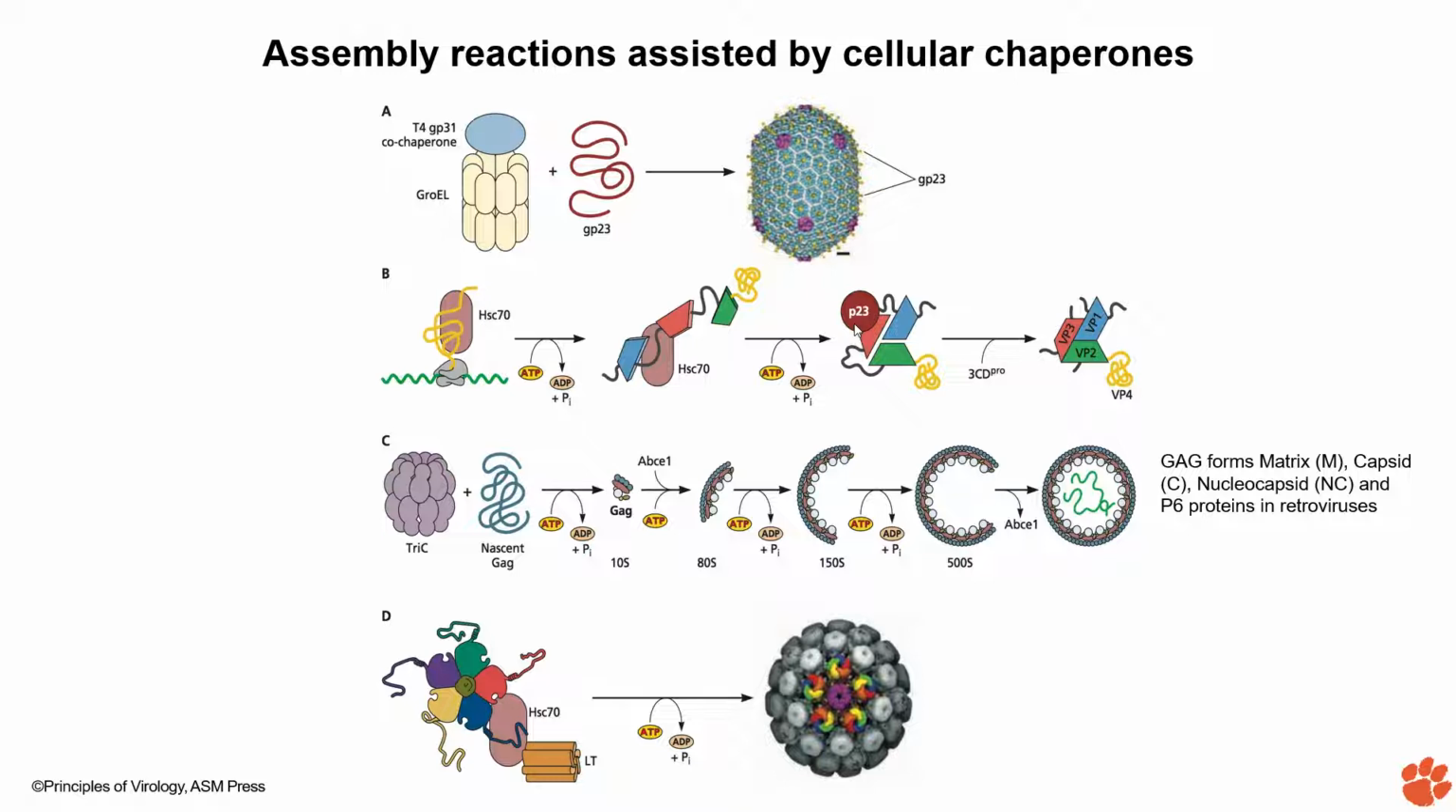And once they are folded in that proper orientation, at that time 3CD-Pro can recognize the tertiary structures and do the protease cleavage into the mature protein. So these are the chaperone protein HSC70 and P23, which is a co-chaperone for HSC70.